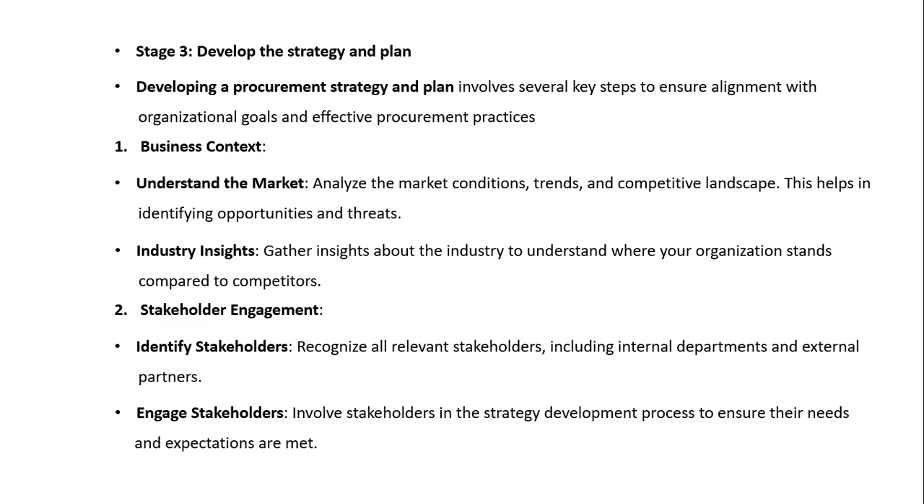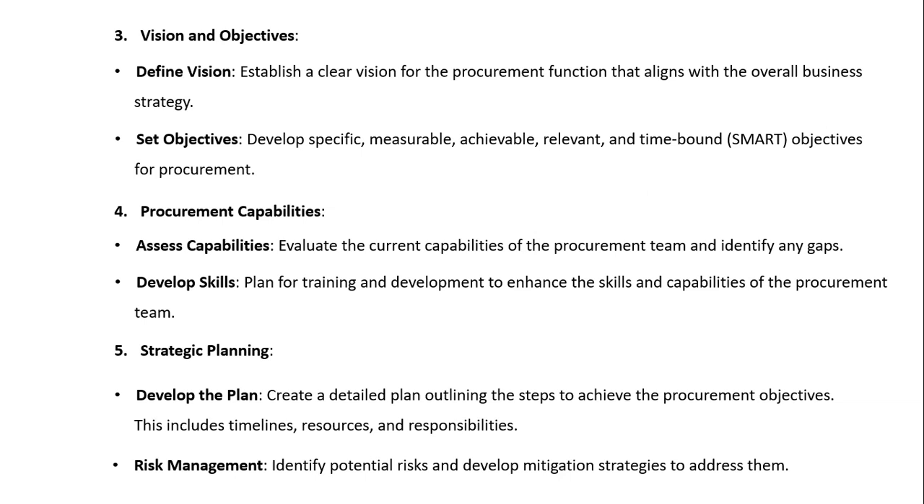2. Stakeholder engagement. Identify stakeholders. Recognize all relevant stakeholders, including internal departments and external partners. Engage stakeholders. Involve stakeholders in the strategy development process to ensure their needs and expectations are met. 3. Vision and objectives. Define vision. Establish a clear vision for the procurement function that aligns with the overall business strategy. Set objectives. Develop specific, measurable, achievable, relevant, and time-bound, SMART objectives for procurement.